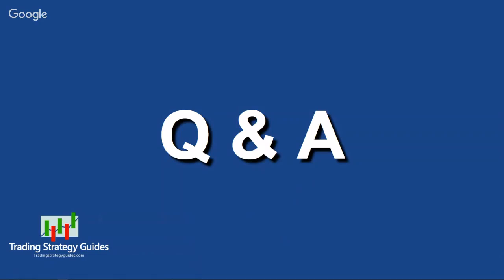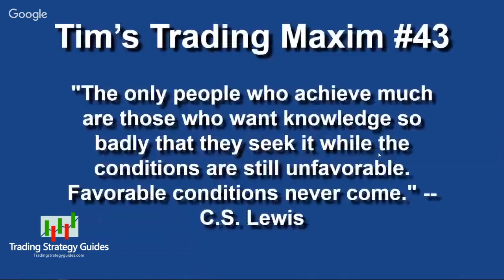Today, we're going to draw from the archives. Trading Maxim number 43: The only people who achieve much are those who want knowledge so badly that they seek it while the conditions are still unfavorable. Favorable conditions never come. C.S. Lewis is one of my favorite authors. I've read just about everything he's written as far as I know. So I love having a quote from him in my maxims.